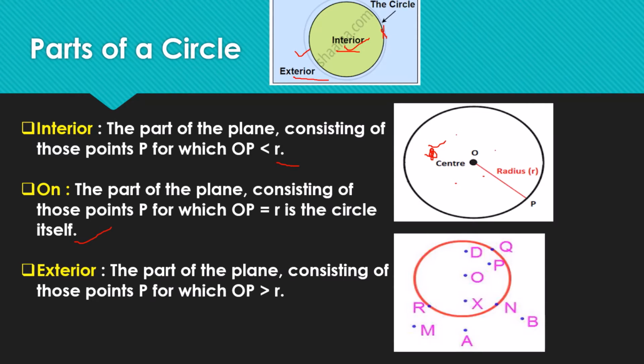Now the exterior part. Obviously it will be greater than the radius because it is outside, continuing to the outer part of the circle like this. So if there is a point here, then this point will be called an exterior point. Here is also another figure. From this figure you can find out which points are in the interior, which in the exterior and which are on the circle.